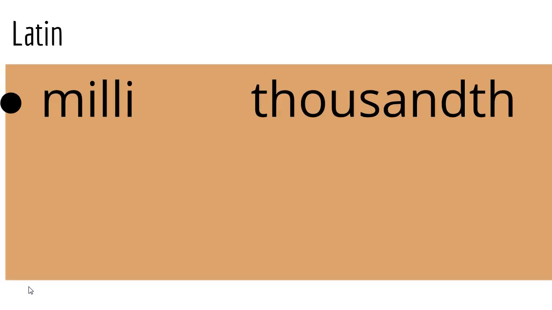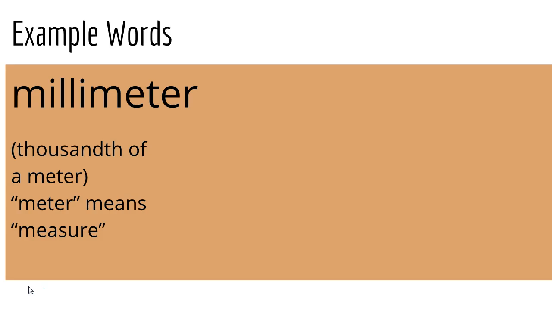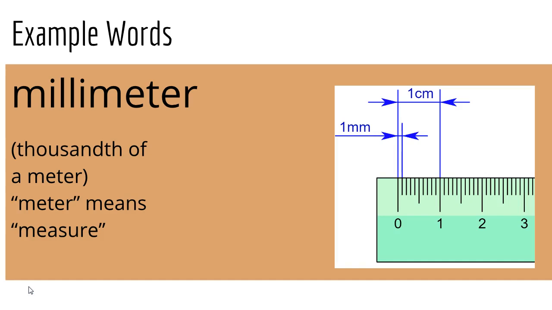The next stem is milli. Milli means thousandth. This is where we get words like millimeter, millipede, and milligram. We're going to look at the word millimeter, which is a thousandth of a meter. The word meter actually means measure. So if we're talking about meter as a way of measuring things, a millimeter is 1,000th of that unit. You can see about the size that it is by looking at this picture.